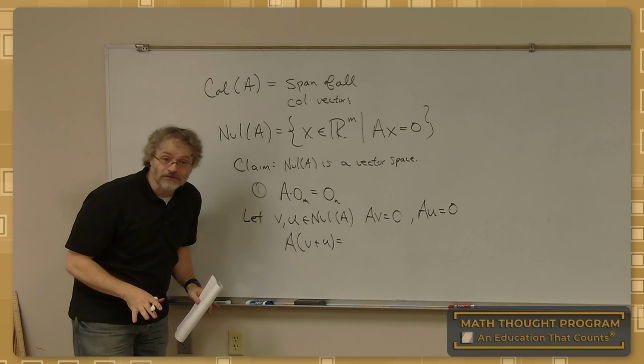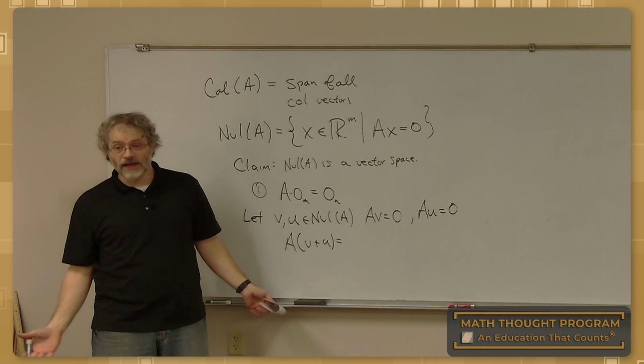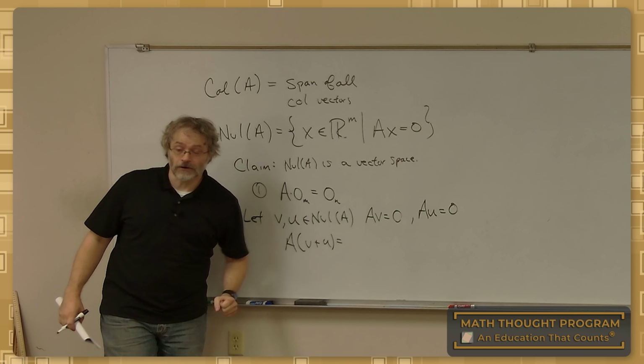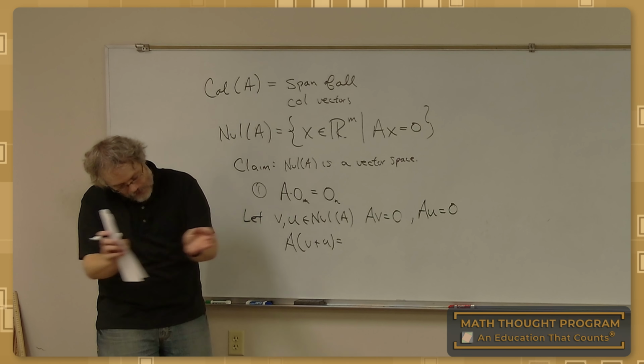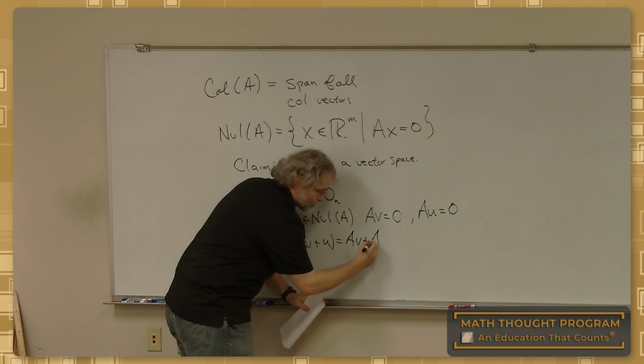Would I get the 0 vector? Or would I get 5 or 6 or something else? What's going to happen? Well, it is a linear operator, that's what matrices are, and since it is a linear operator, I can operate in a linear fashion. I can take it and I can break it apart just like this.